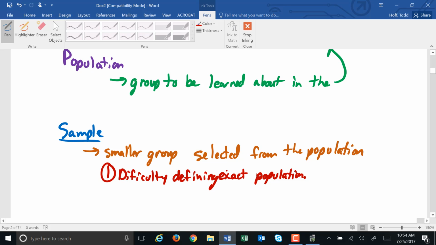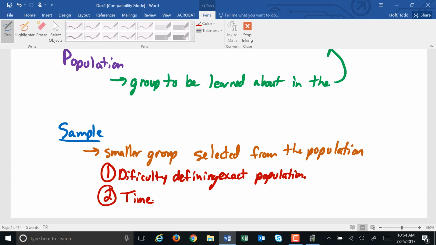If they don't know whether they're going to vote yet or not, how do we determine whether they're in the population yet or not? Number two, time. If we're in a large city or maybe even a whole county, we might not have time to try to contact every voter and ask them how they're going to vote. So we take a smaller sample.